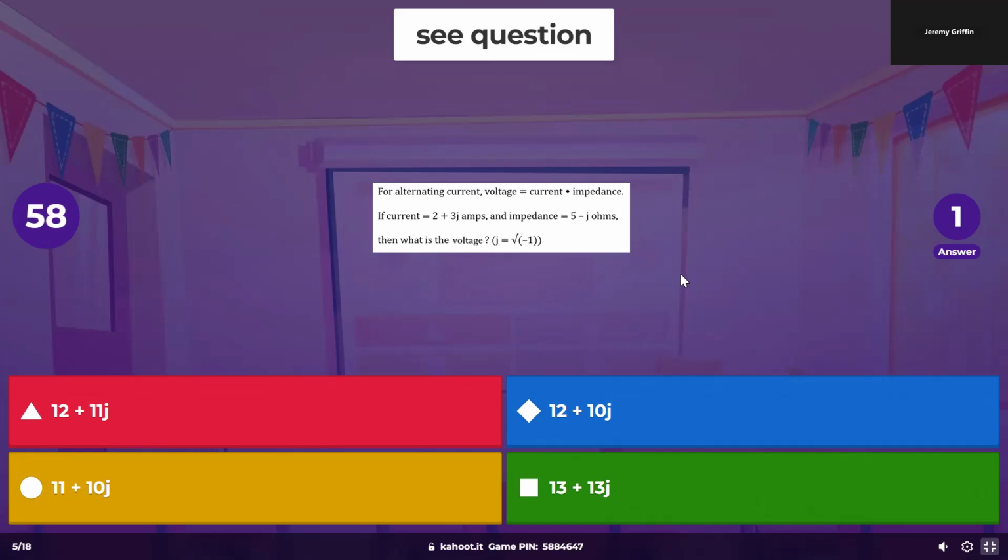You guys, about 30 seconds here. You FOIL that out. FOIL: first, outside, inside, last. Wherever you run into a j squared, that would represent -1. Maybe that could be helpful.